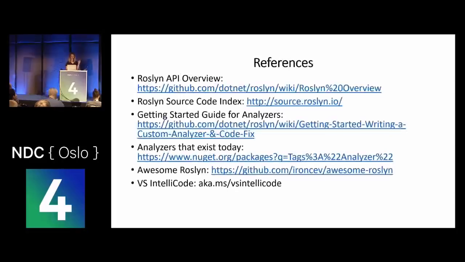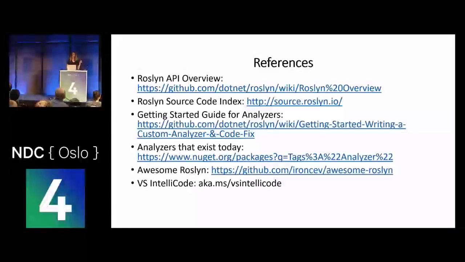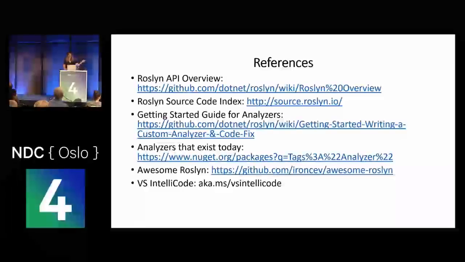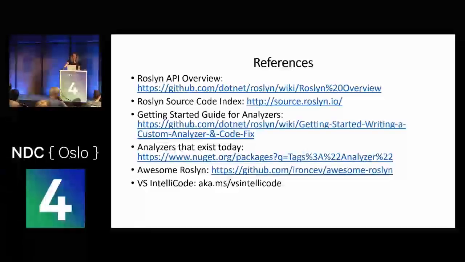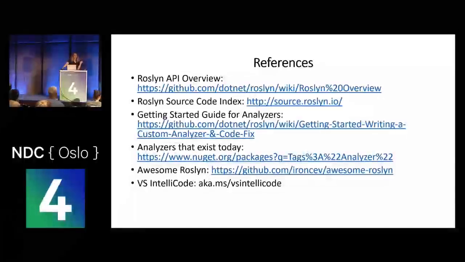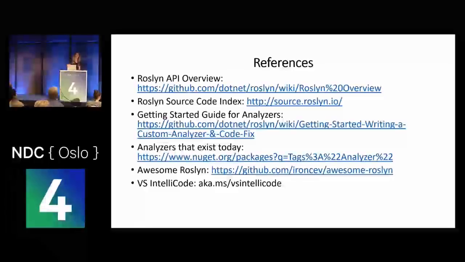And then here is a ton of references for you. If you want to learn more about the APIs, we have a nice overview that I didn't write, which is why it's really good. Then if you want that source code index, what I've been calling the documentation, that's source.roslyn.io, we have various guides to help you get started. If you really want to find analyzers that exist today, we don't have a registry or anything, so you just have to Google Roslyn analyzers, or go to NuGet.org and type analyzer, or go to the extension gallery and click analyzer.